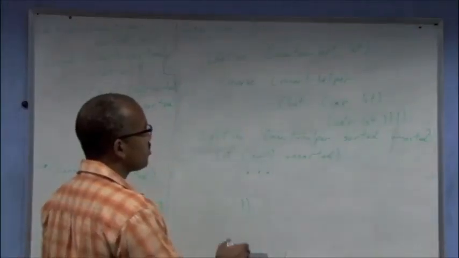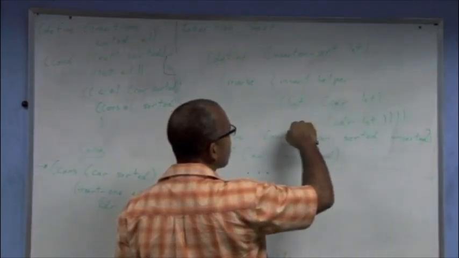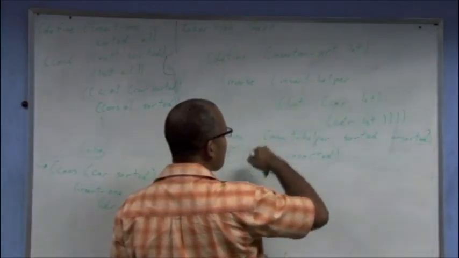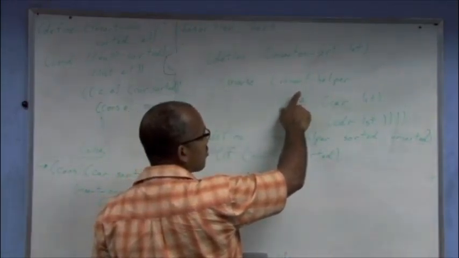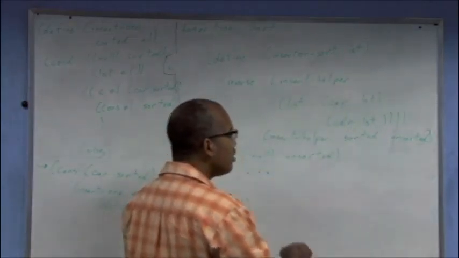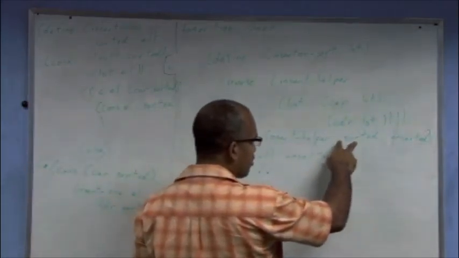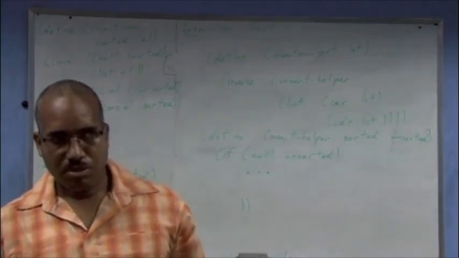So what insert helper does, it splits the list into two different parts. When insertion sort is calling insert helper, it splits the list into the first thing and the rest of the list. Now insert helper assumes that there is a sorted part and an unsorted part. We know that when the unsorted part becomes empty, then we're done. We'll just return the empty list and then concatenate the rest onto it.